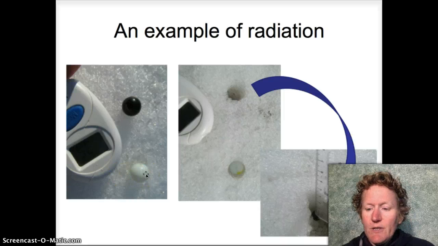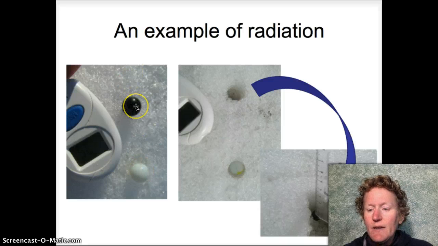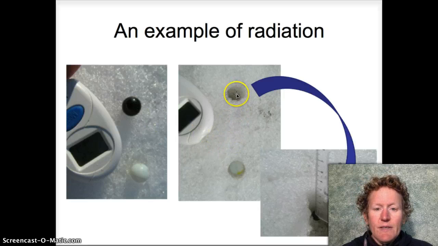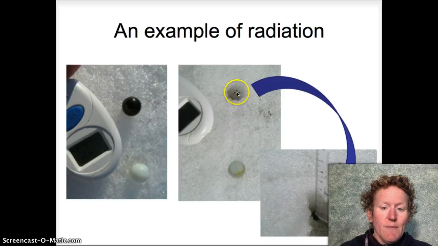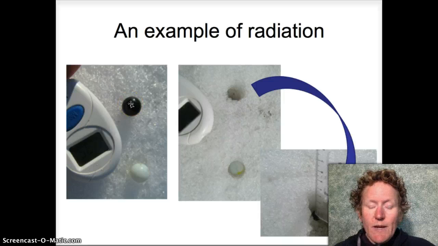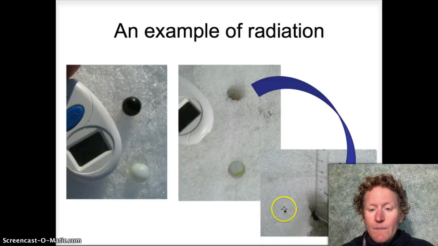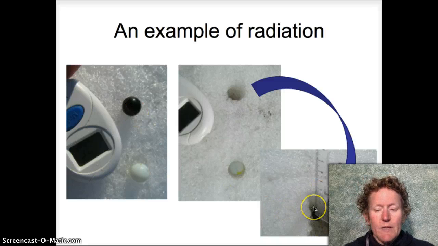Here's an example of radiation here in Minnesota. I took this picture on a sunny March day. In the morning, I put out two marbles, one black and one white. And we all know that black things in the sun absorb more radiant energy. And so here's the picture a little bit later in the day. You can't see the black marble anymore, and the white marble's still right there. The black marble absorbed a lot more radiant energy from the sun. Even though they were both sitting on pretty cold snow, the black marble sank down because it absorbed a lot more radiant energy and got much warmer.